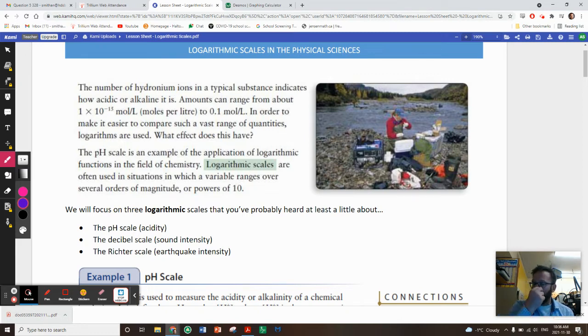the pH scale basically tells you how acidic or alkaline something is. And how acidic or alkaline something is depends on the amount of hydronium ions in a substance. For things like blood, orange juice, some acids you might have in a chemistry lab, the range of hydronium ions in moles per liter can vary over a huge range of values, many powers of 10, orders of magnitude.